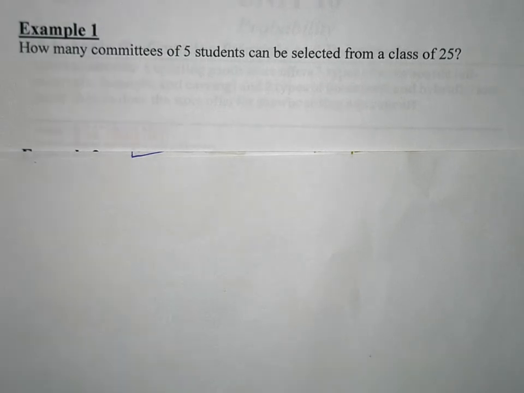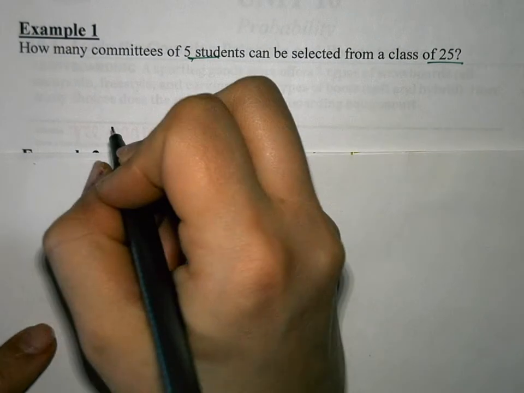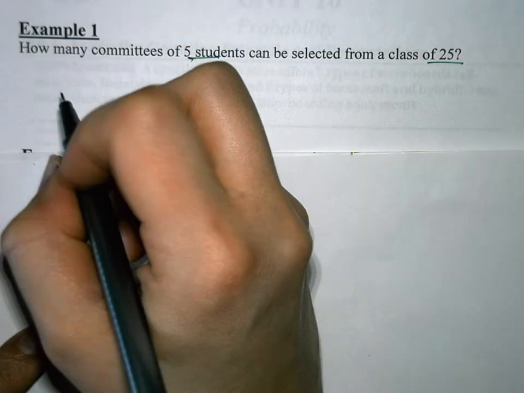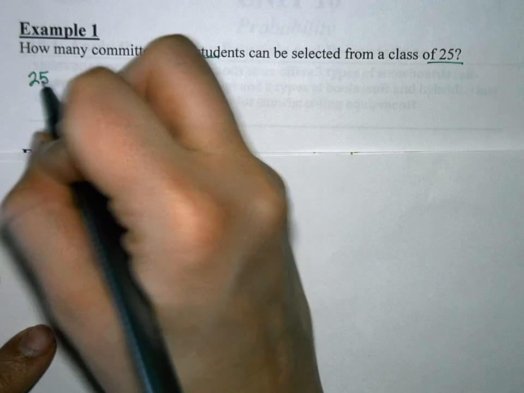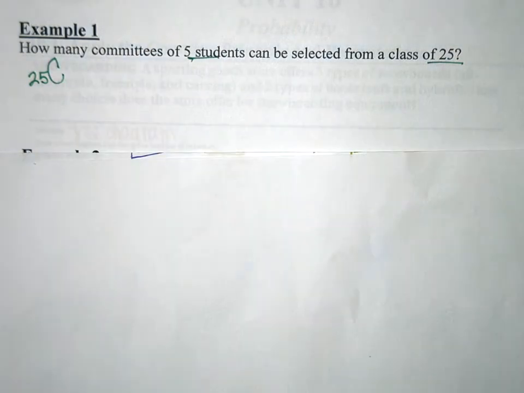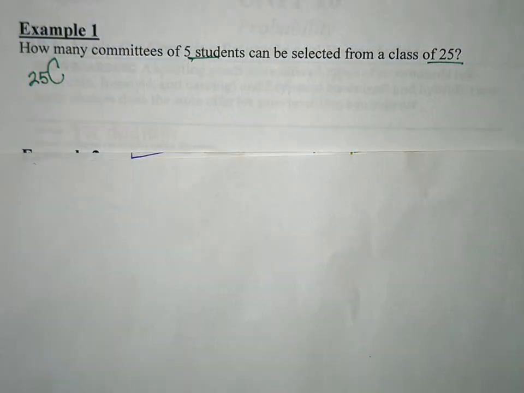So example 1, I want to know how many committees of 5 students can be selected from a class of 25. So we have 25 students total. Now because this is a committee, the order doesn't matter. So as long as you're on the committee, you're on the committee. And I can only choose 5. So it's going to be a combination of 25, and we're going to do combination 5.